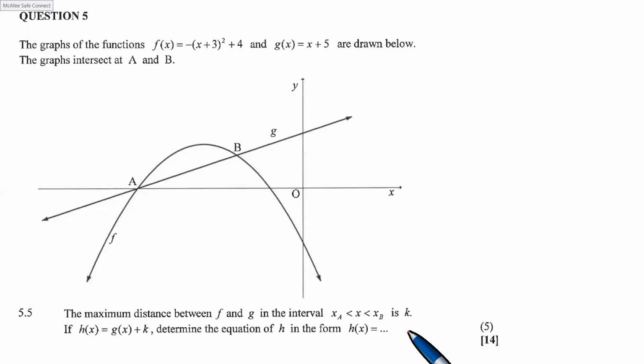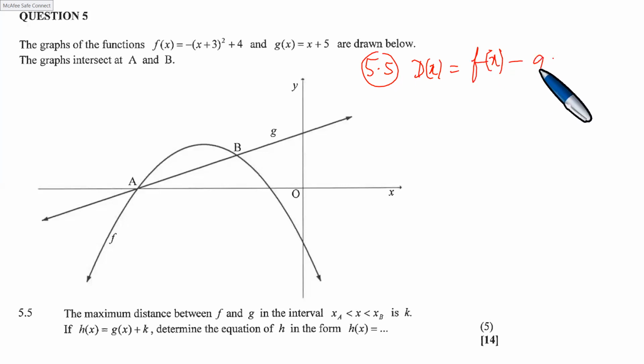Right, so anyone? How do we start this question? What do we want? We want the maximum distance. So how do we find the maximum distance? In the matric exam, this question is going to be there. We begin as follows. The distance becomes f of x minus g of x.